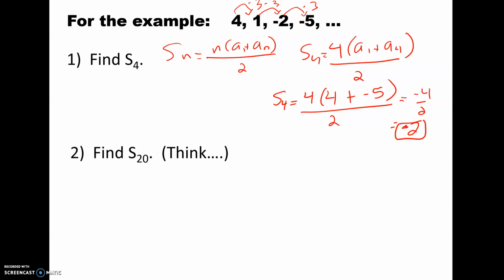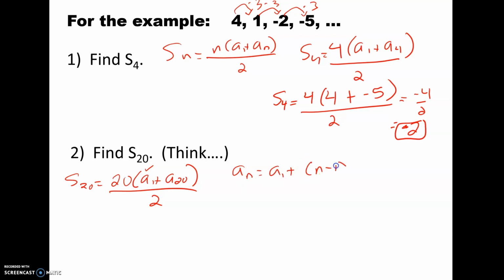For S sub 20, again, using the same formula, if I try to set it up, it's going to be 20, this time on the outside, a sub 1 plus a sub 20 all over 2. Now I do have a sub 1, but I don't have a sub 20. So that leaves me with two unknowns because I'm trying to find S sub 20, but I need a sub 20 to get there. Okay, so I'm going to have to use this formula to find a sub 20.